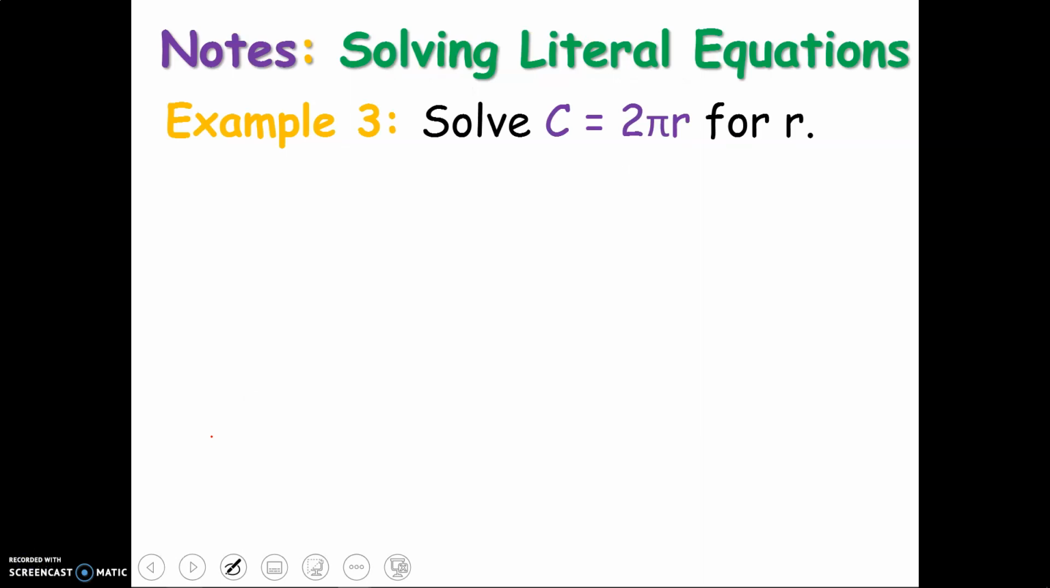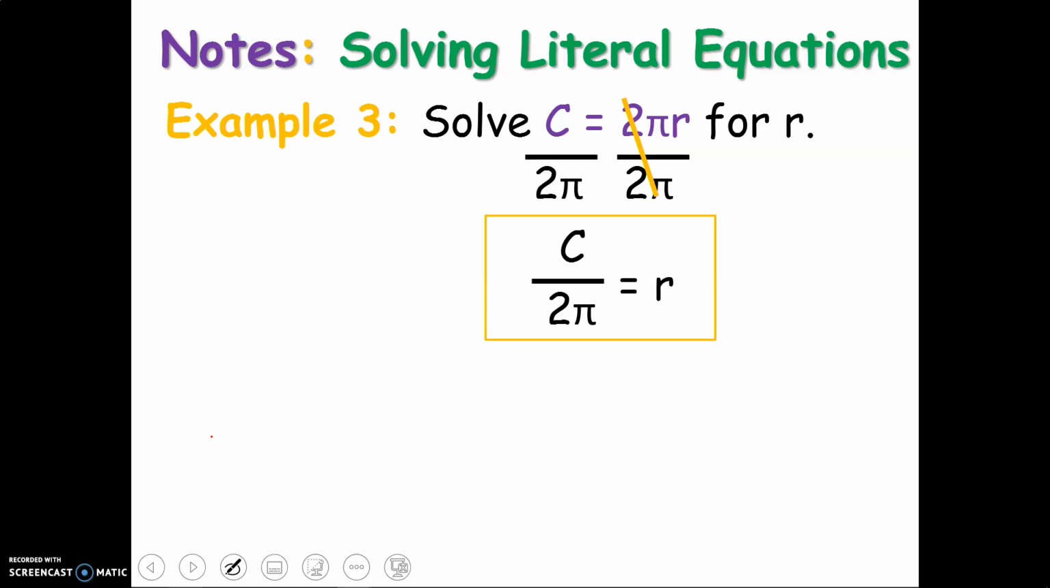Example 3. Solve C is equal to 2 pi r for r. Note, this is the circumference formula for a circle. Okay, looking at this equation, we can see that next to the r is a 2 and a pi. Both of these are touching the r, meaning they are being multiplied. So we need to get rid of them. The opposite of multiplying by 2 and pi is dividing by 2 and pi. So we'll divide both sides of the equation by 2 pi. On the right, they cancel. On the left, we get C divided by 2 pi is equal to r, and that's our solution.